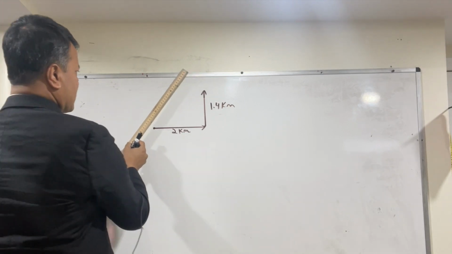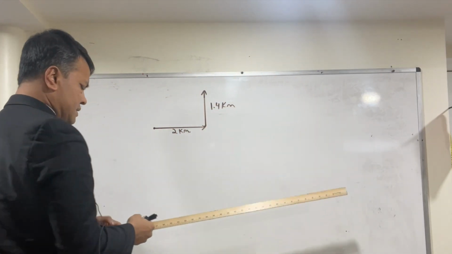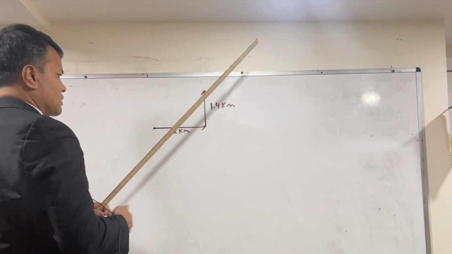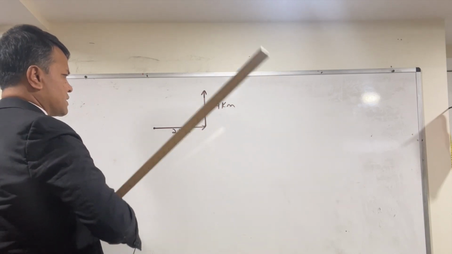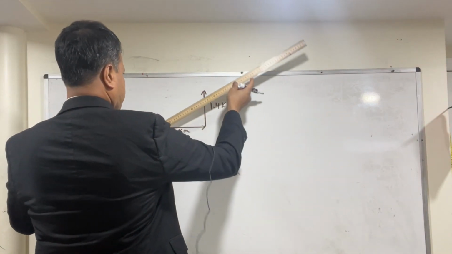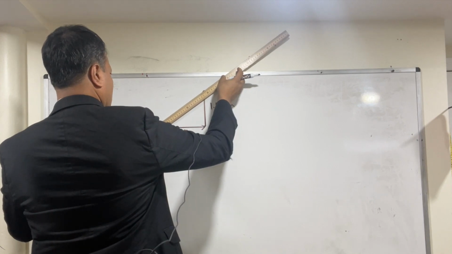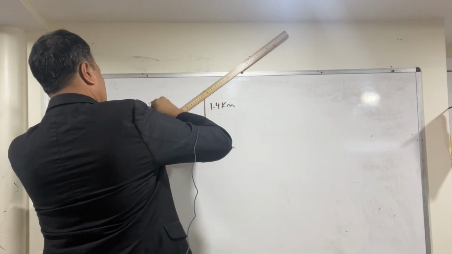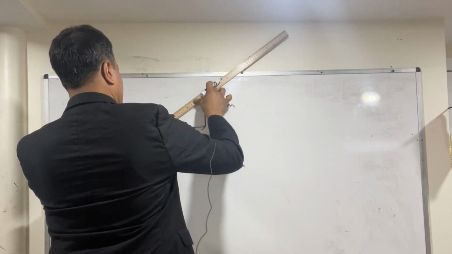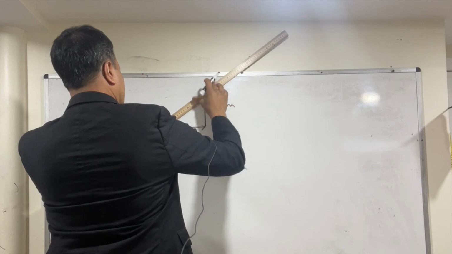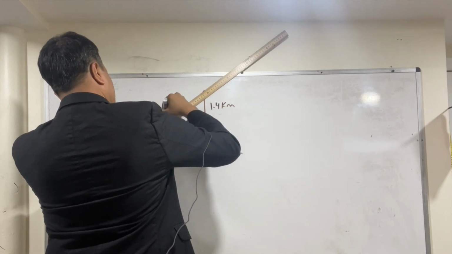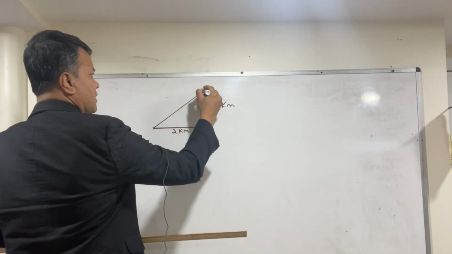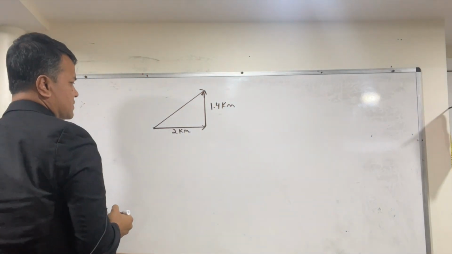Okay, you have to use your ruler, otherwise you're not going to be able to use the protractor to find the angle correctly. Then you have to use the trigonometry. Trigonometry gives you a more precise answer. Make sure you put an arrow at the end of the resultant vector.